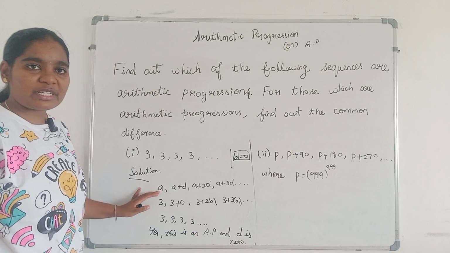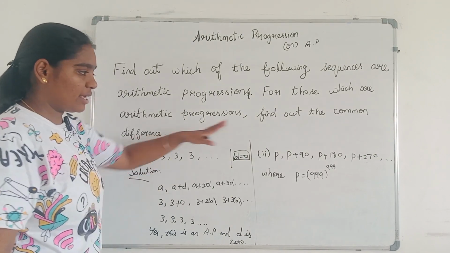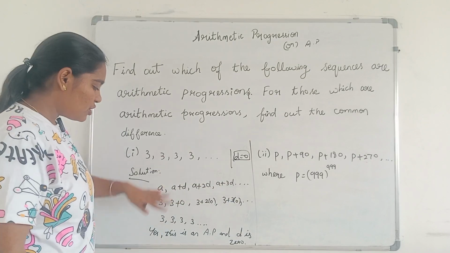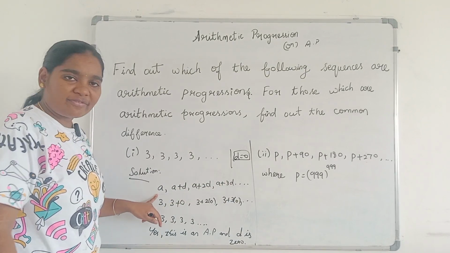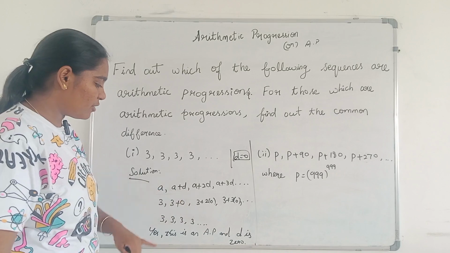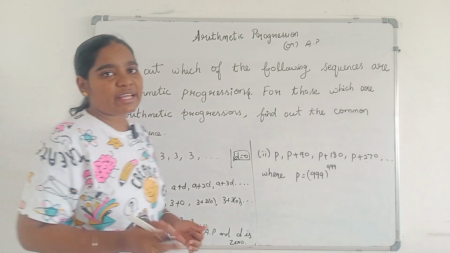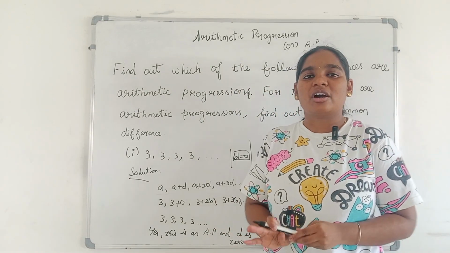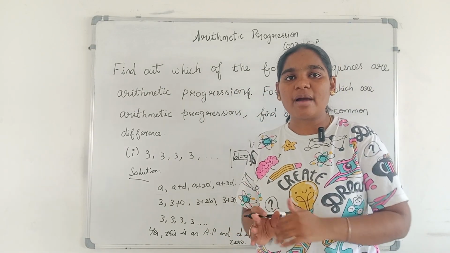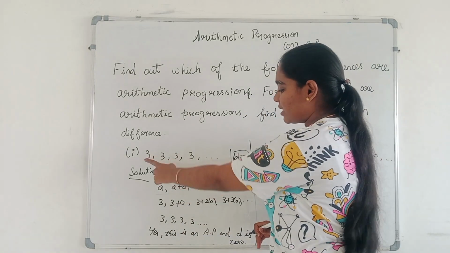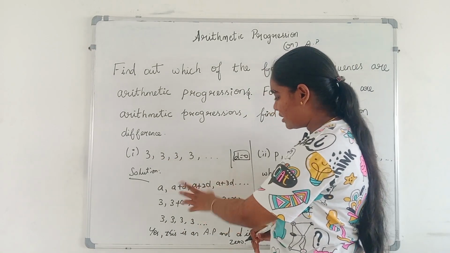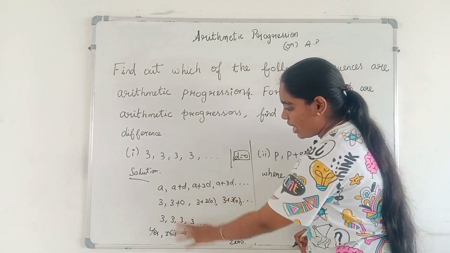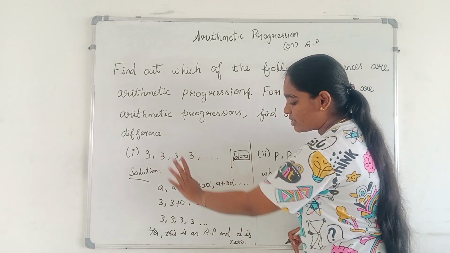So the first step is we have to compare the given sequence with a, a plus d, a plus 2d, a plus 3d. While comparing, we know the value of a, we don't know the value of d. We already know the definition of d: the common difference between a term and its preceding term. So 3 minus 3 is 0. Similarly 3 minus 3 is 0. So the common difference will be 0. By substituting, I got the same sequence. So this sequence forms an AP.